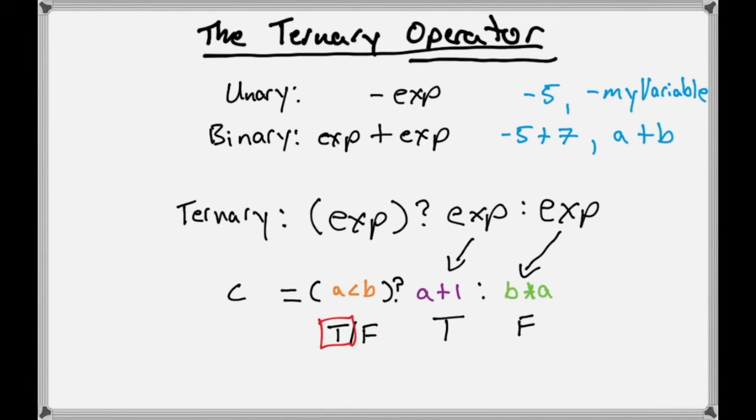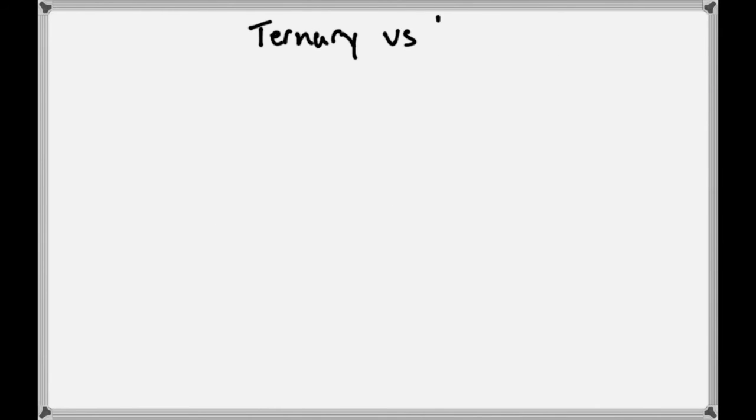So, for instance, in this case, if A is indeed less than B, then the expression A plus 1 will be evaluated and its result will be assigned to the variable C. Now, how is this different from an if statement?